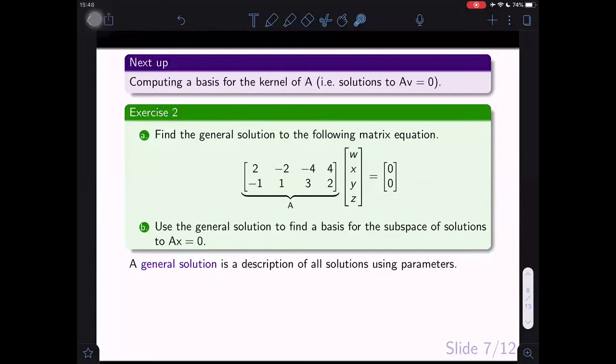In this lecture, we will focus on computing a basis for the kernel of a matrix. In this example, I have a matrix A, and I want to compute the basis for the kernel of A by first finding the general solution to the matrix equation here. A general solution is a description of all solutions using parameters. So this is something that we are already familiar with.